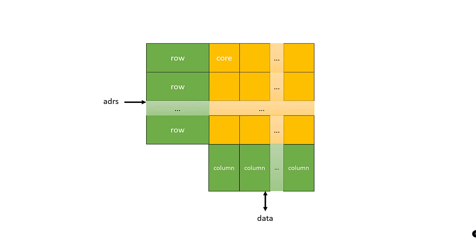Memory is organized around a two-dimensional array of core cells. A row is selected by the address. The address may also specify a subset of columns. A bit line runs vertically to either read or write the selected row.